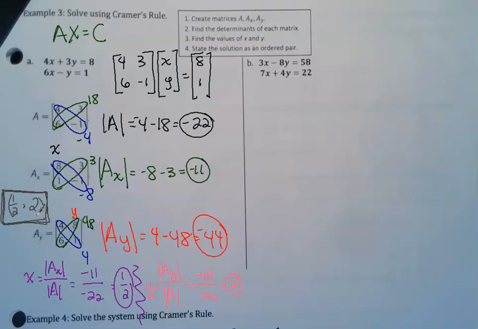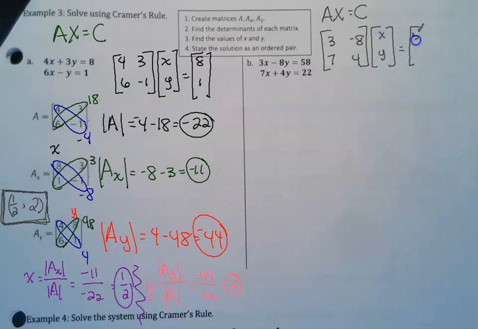All right, so let's do B. We're going to do it all from the beginning. So let's actually start with this AX equals C equation. We've got our X's lined up, our Y's lined up, and our constants. So we're in good shape. So we've got 3, -8, 7, 4 times X comma Y equals our constants, which are 58 and 22.